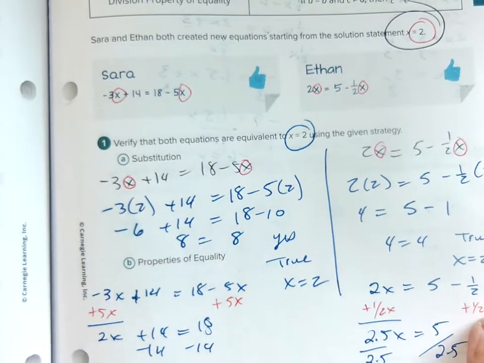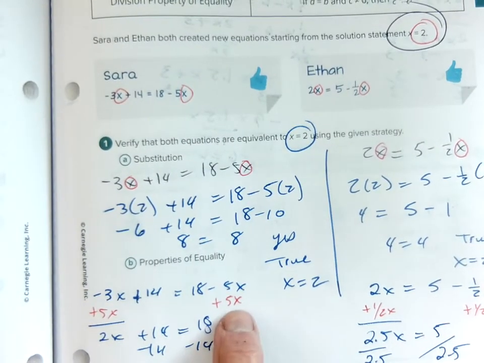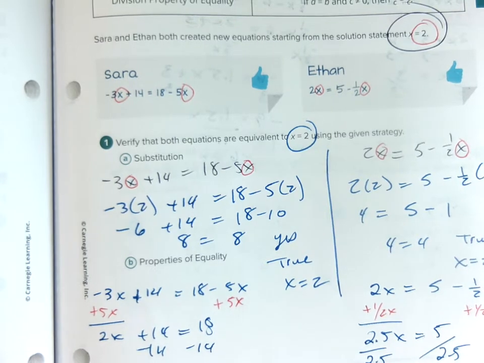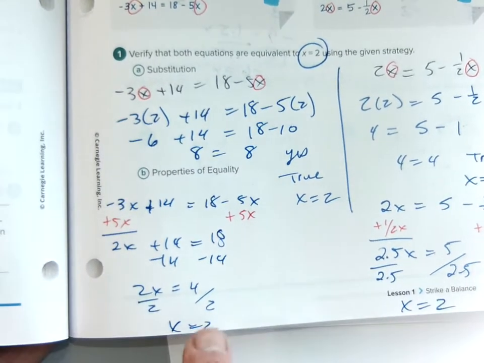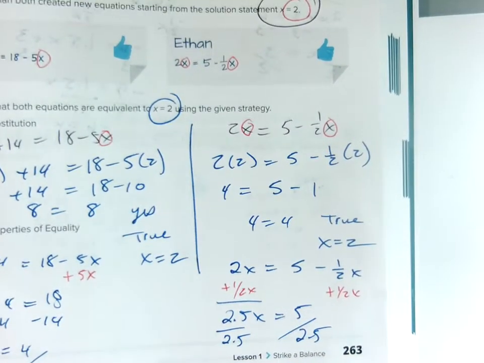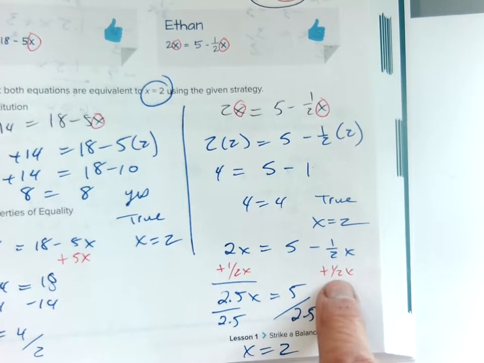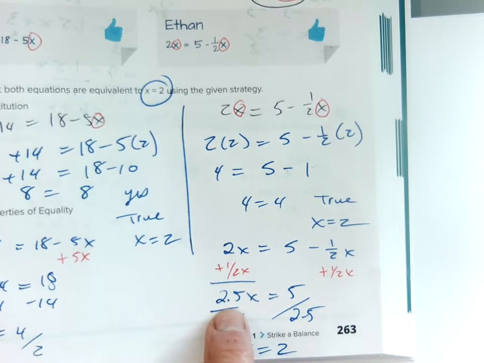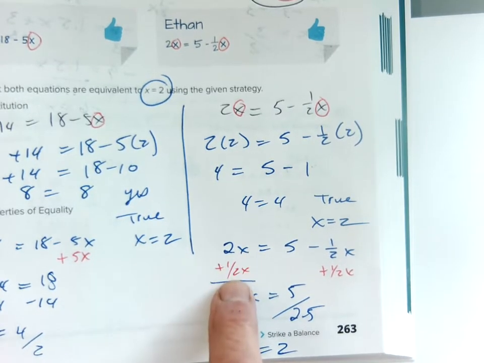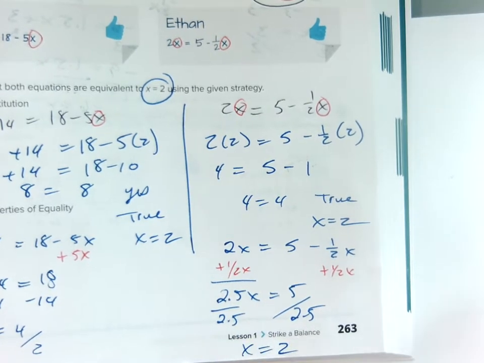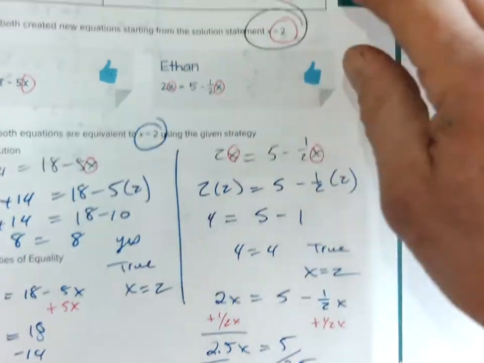It solved a little bit differently. I went plus 5x, gives me a 2x. Then I went minus 14, gives me a 4. I divided by 2, and I got 2. Like I knew it was 2, okay? And then, second equation, how do you solve it? I added half of an x, it's a 2.5x. And then 2 plus 1 half is 2.5. Divided by 2.5, and I got x equals 2. So it did verify it was right.